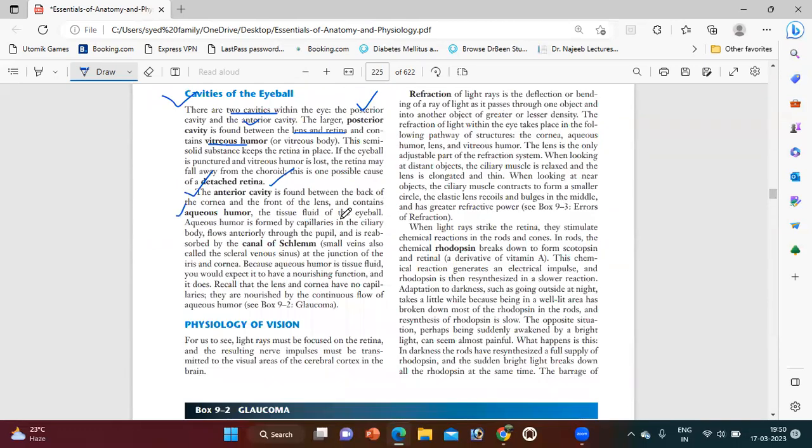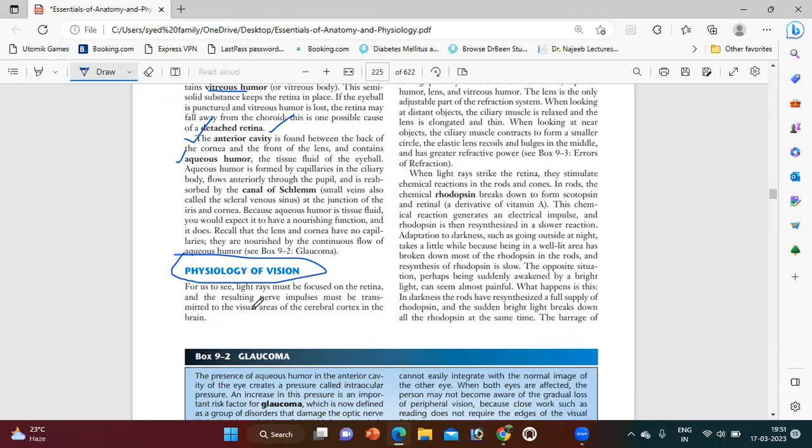Next we have the physiology of vision. How do we see? This is the question. We talked about the structures of the eyeball and the layers of the eyeball and the posterior and anterior cavity of the eyeball. Okay, now we will talk about the physiology of vision. What does physiology of vision mean? How the vision comes from the outer environment to our inner environment. Okay. So let's talk about that.